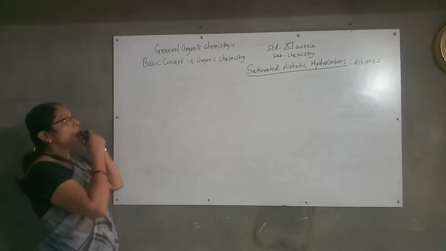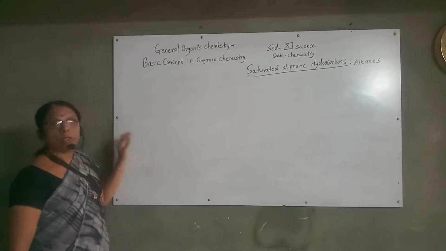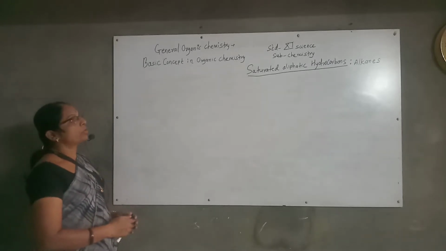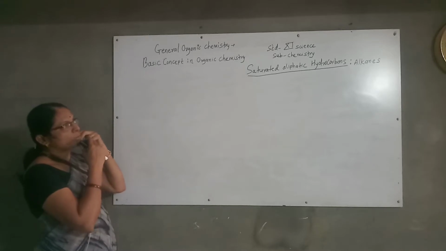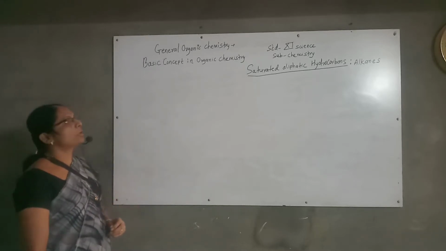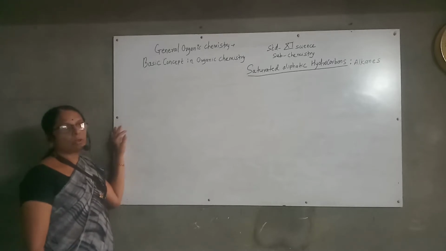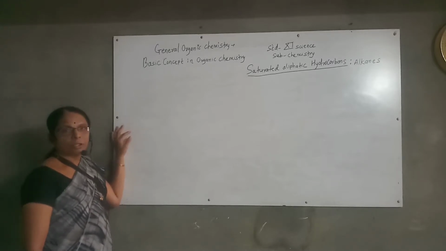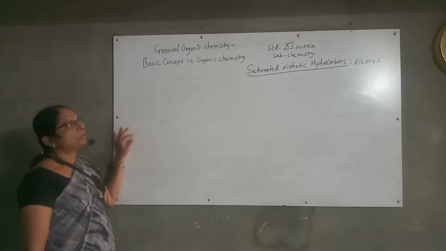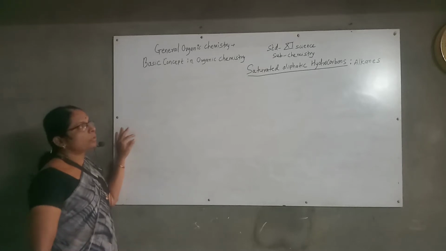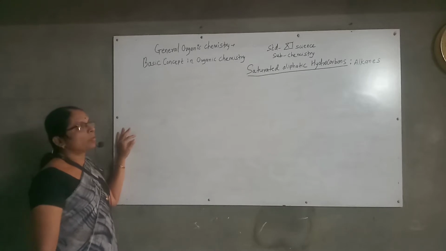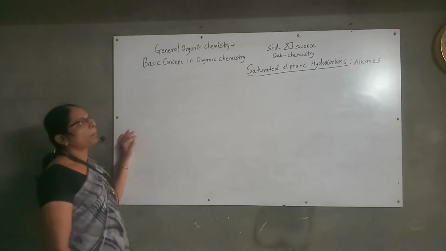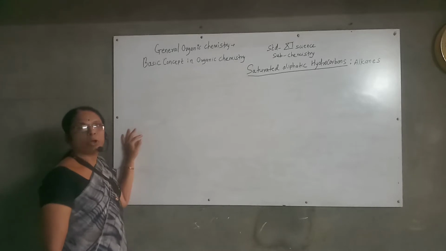Now we have already started the important chapter from 11th standard, that is General Organic Chemistry. In today's session we are discussing saturated aliphatic hydrocarbons, that is alkanes. In lecture number 1 we already discussed the history and importance of organic compounds. Then we considered the classification of hydrocarbons as saturated and unsaturated hydrocarbons, and next we discussed the structural representation of organic compounds.